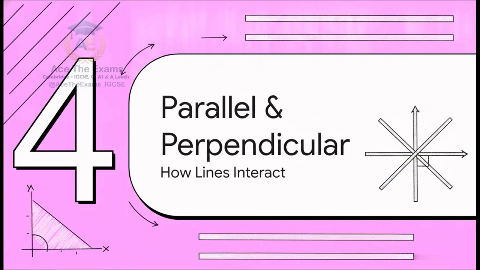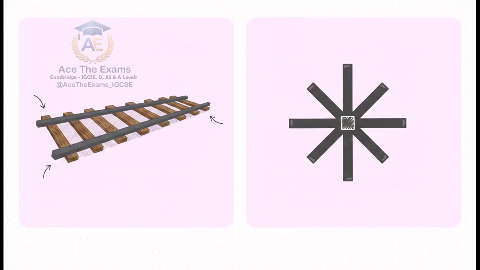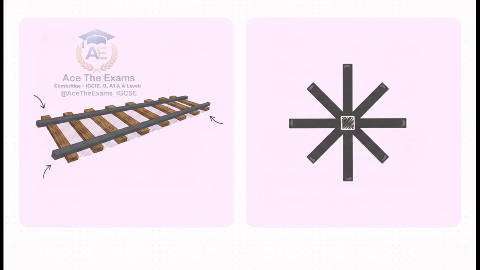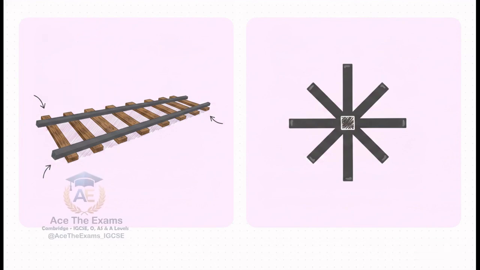Parallel versus perpendicular, how lines interact. So now that we totally understand the gradient of a single line, we get to explore how multiple lines interact with each other. And the relationship between straight lines is dictated entirely by, you guessed it, their gradients.